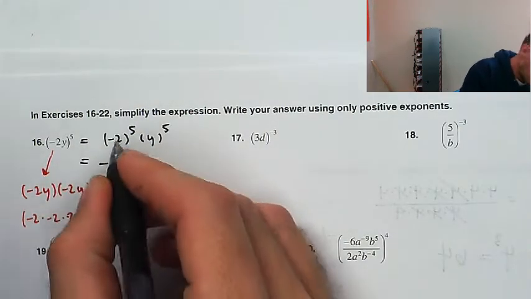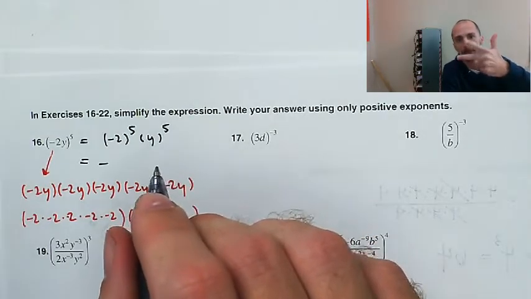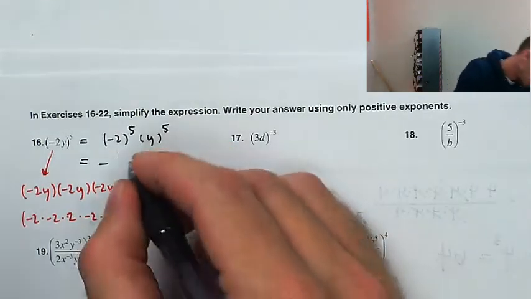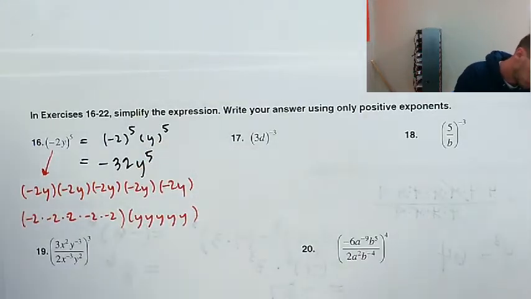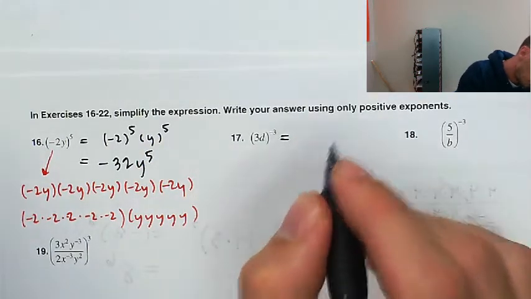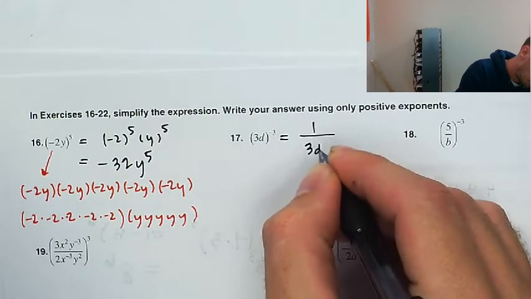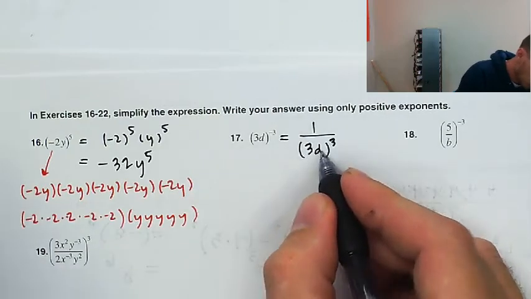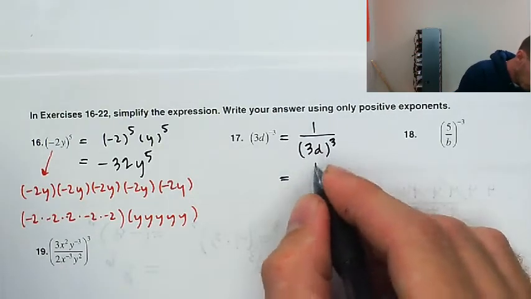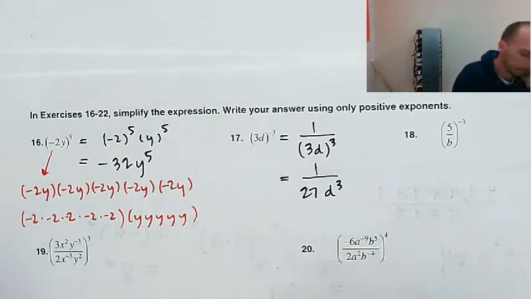And so I'll have negative 2 to the 5 is going to be 32. 2, 4, 8, 16, 32. And then I'll just have 5 powers of y. All right, I think the first thing I'm going to do is deal with this negative exponent. So it's going to make this a fraction, 1 over 3d to the 3rd power. And so the 3 will get cubed, and so will the d. So that's going to be 1 over 3 to the 3 is 27 d cubed.